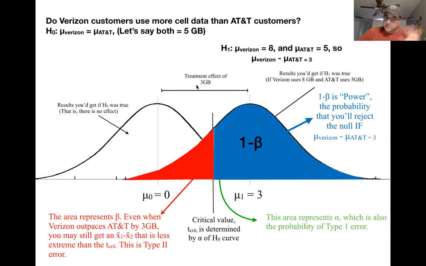1 minus beta is always power. That's not just in this case. And it represents the probability that you reject the null if mu of the Verizon population minus mu of the AT&T population was actually 3. So that's another run at something that I tried to get across in the last lecture. Hopefully this will be something that is at least somewhat useful when you tackle your in-class assignments.